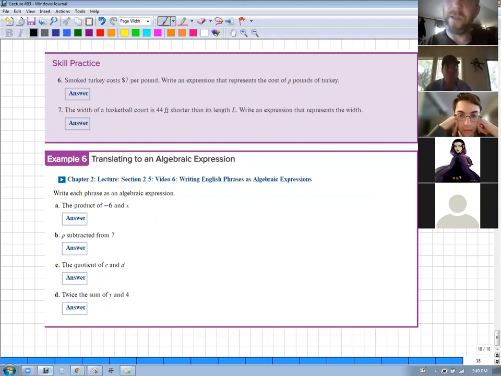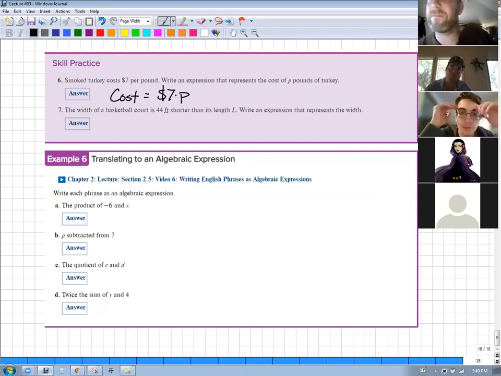All right, well, the cost is going to be $7 times the number of pounds. That's it. Later on, you'll see functions. You'll see things like this: C of P equals 7 times P.